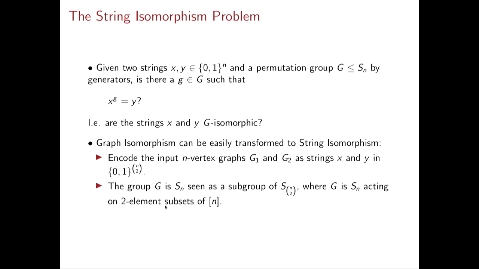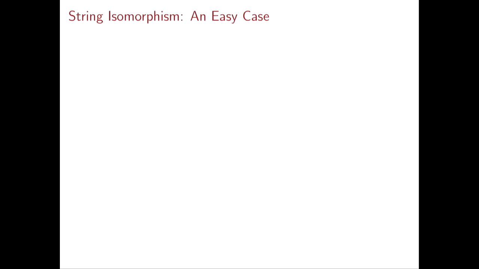But the group itself is not the whole of S sub n choose 2, it's S_n seen as a subgroup of S sub n choose 2. And so you are asking if this group G, seen as a subgroup of S_(n choose 2), can map the string corresponding to G1 to the string corresponding to G2.